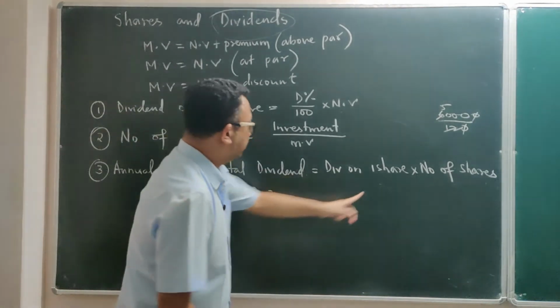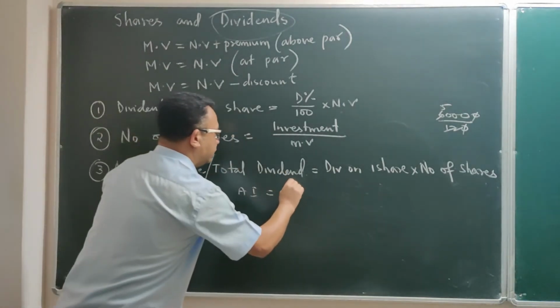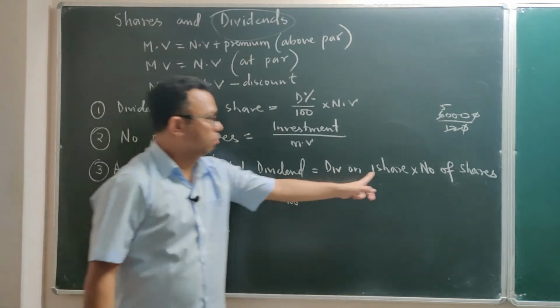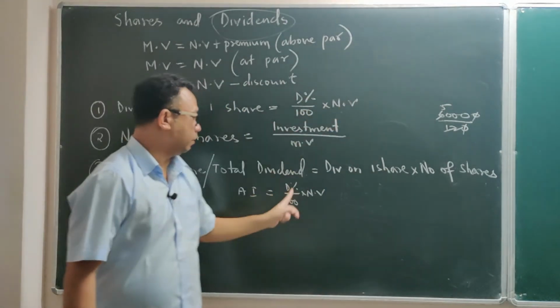Annual income is equal to the dividend on 1 share. See, what is the dividend on 1 share? Dividend on 1 share is dividend percent by 100 into nominal value. Yeah, the dividend on 1 share formula is this one. So I have written this formula.